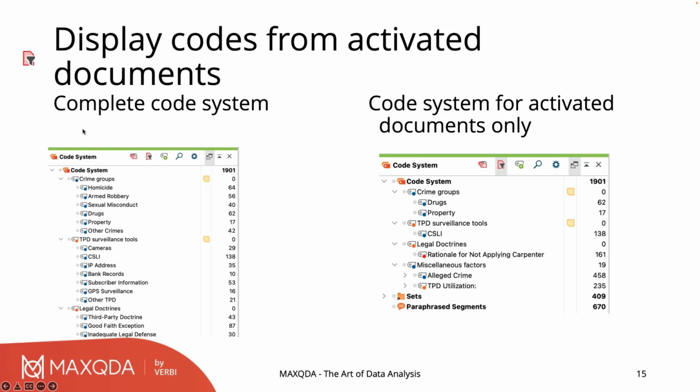But display codes from activated documents in the code system. So this is a full code system here. And this, by the way, is what we call a parent code, and these are subcodes or child codes, or top level codes or second level codes. They can tweak down. If you have activated documents, you click on this icon and it's showing you the code system, the codes that exist in your activated document. So there's a lot of flexibility here. But again, I'll show you a bunch of this later on.